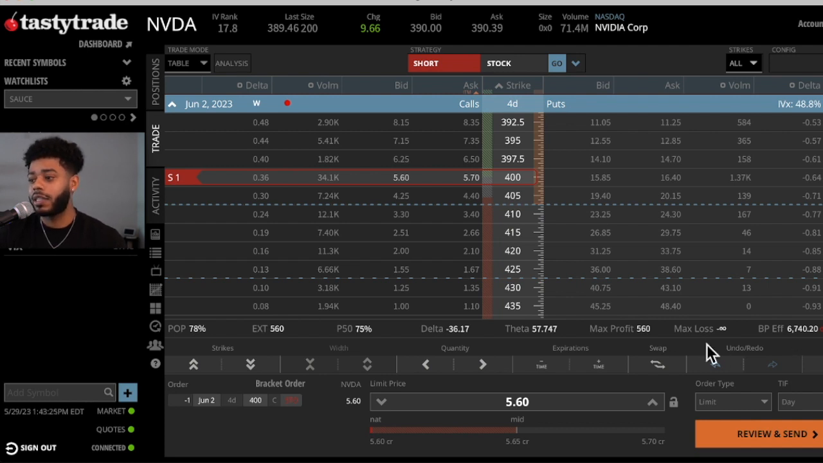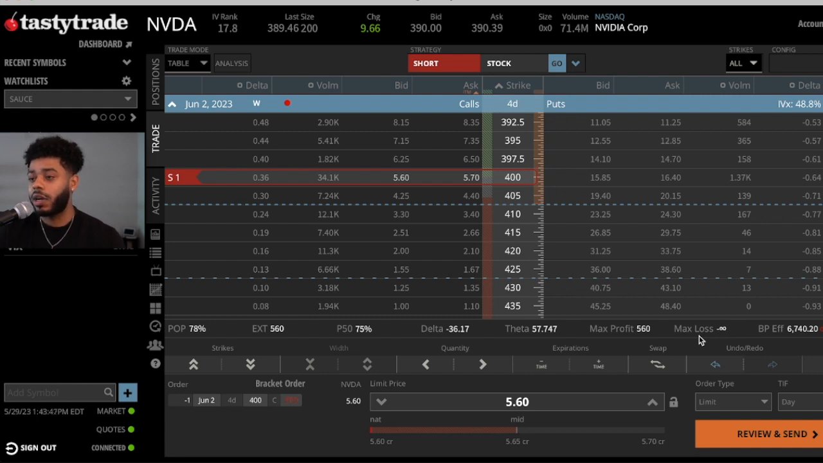And the max loss is unlimited. And you might think, why is the max loss unlimited? Think about it again. The value of an option can theoretically go up to infinity. The most the value of an option can lose, the most it can go down is to zero, right? Again, just like a stock. If you want to short a stock at $10 with one share, the most you can make is $10.